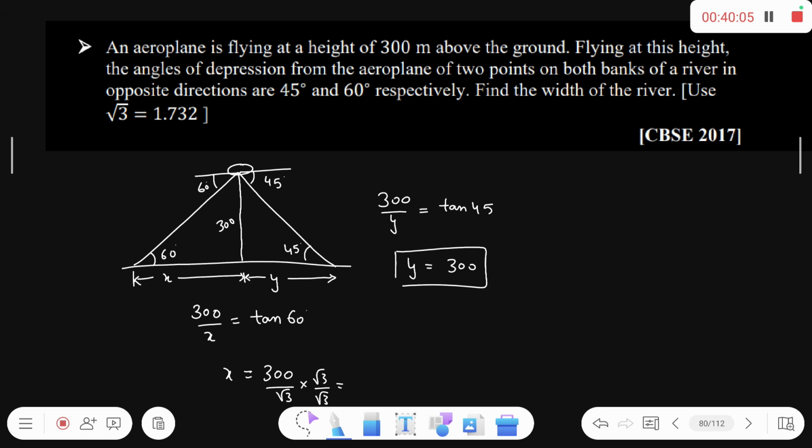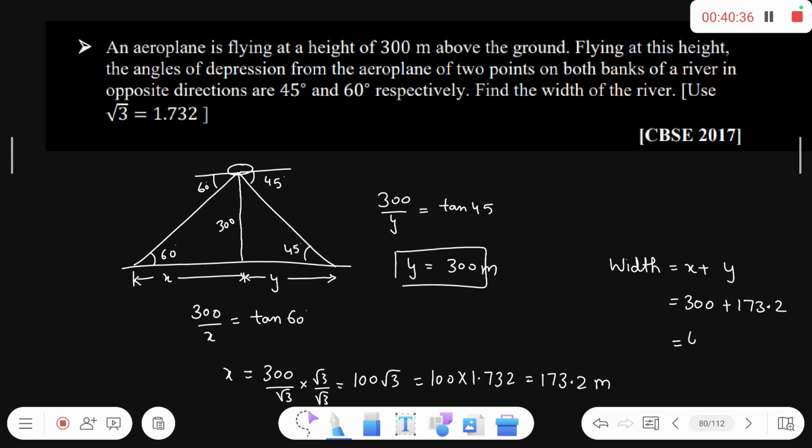Never leave a root value in the denominator. This comes out to be 100 root 3. Putting the value of root 3, 100 into 1.732, this comes out to be 173.2 meter. This is again meter. So width is x plus y, which is equal to 300 plus 173.2. So this is 473.2 meter wide.